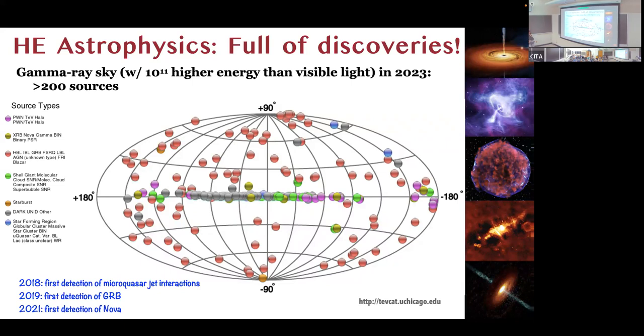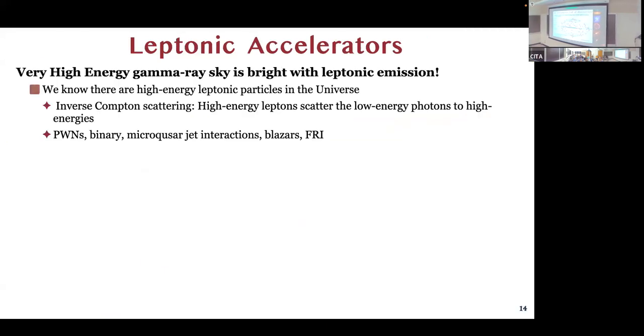I also wanted to point out that we are still discovering new source classes. For example, in 2018, we first detected a microquasar interaction. This is SS433. We don't actually see the microquasar itself, but we see the point where the jet interacts, and that was interesting. Now we have also detected GRBs. We now have four or five GRBs detected, where previously there were none. So again, new things are being discovered.